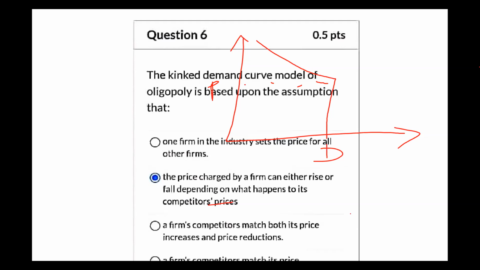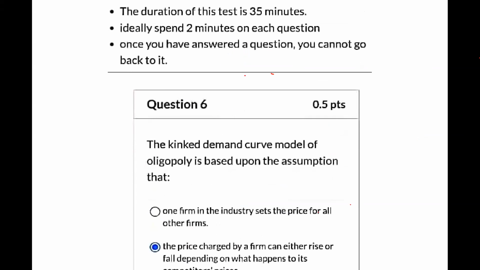All right. So what happens is that, of course, it's not really that one firm sets the price for everyone. It's only that what the first firm sets influences the others. These firms are interdependent, they depend on each other in terms of how they price. The second firm is still free to decide either to follow or not to follow. So the price charged by a firm can either rise or fall, depending on what is happening to the competitors. We say that the competitors understand that there is interdependence in the market. That's what we are trying to highlight.